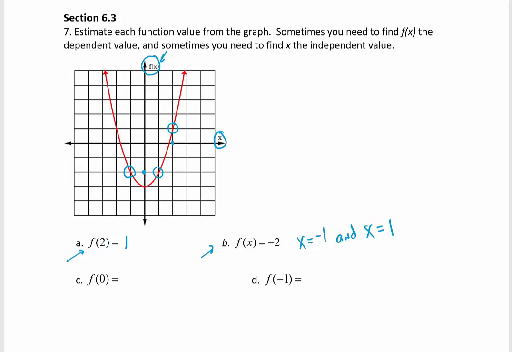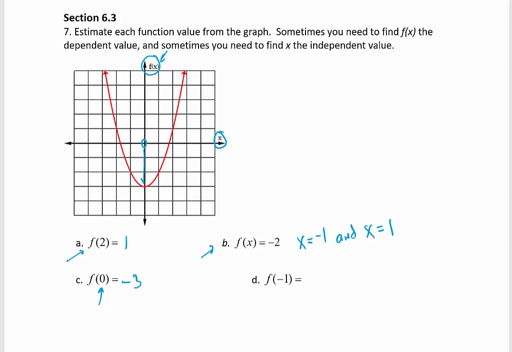All right, question C. We're trying to find the f of x value when our x coordinate is 0. So here's where our x coordinate is 0. Let's erase some of this stuff. Here's where our x coordinate is 0. What's our f of x value? Well, it's right down here. 1, 2, 3, -3.